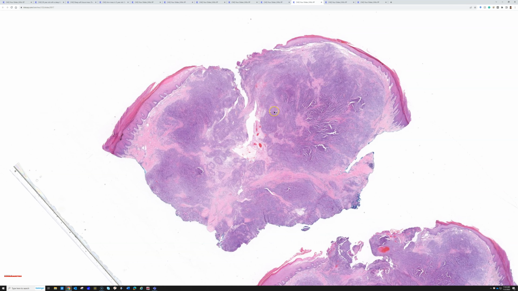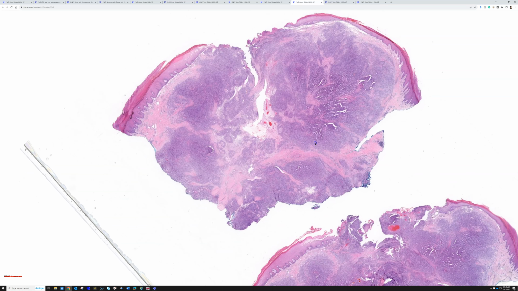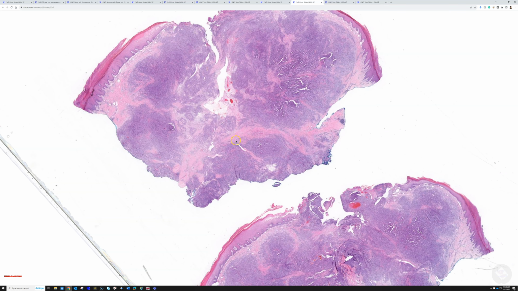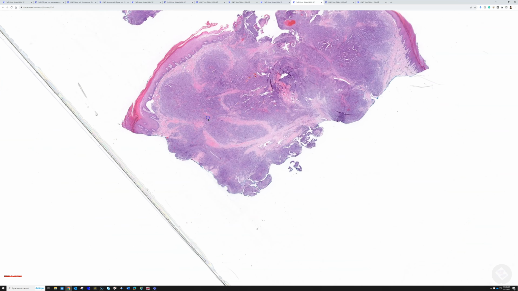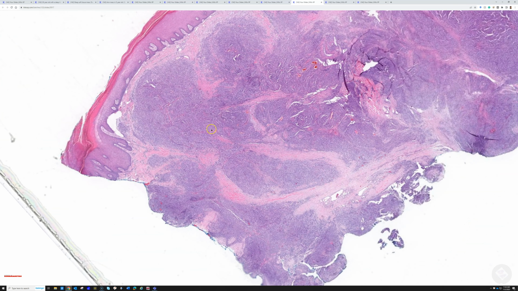Now, we're going to look at a different case here. Hopefully I can get finished in time. This is a nodule on the foot of an elderly adult man. And you can see it's a multinodular cellular proliferation filling the dermis and probably pushing down into the subcutis and kind of replacing everything.